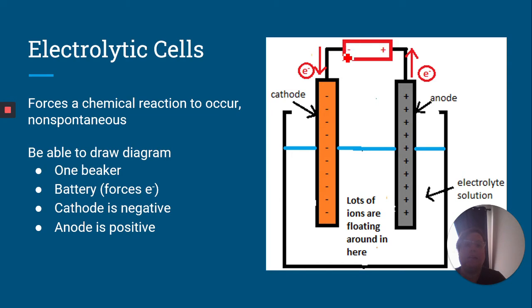Instead of a voltmeter, we have a battery. And then the only other difference is the sign of the electrode. So the cathode is our negative electrode and the anode is positive. However, cathode is still where reduction takes place and the anode is still where oxidation takes place. The only difference is the sign for that electrode.